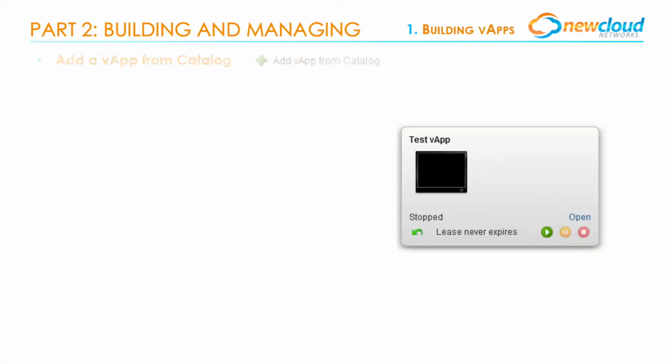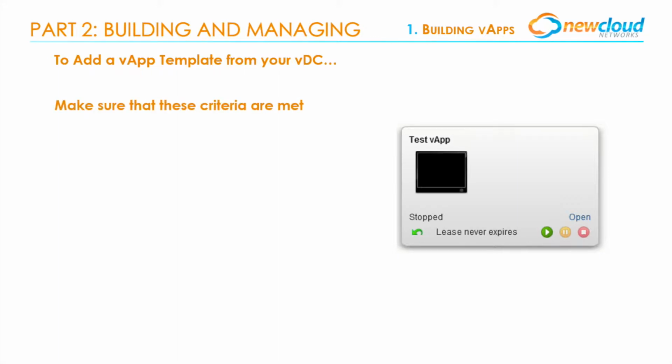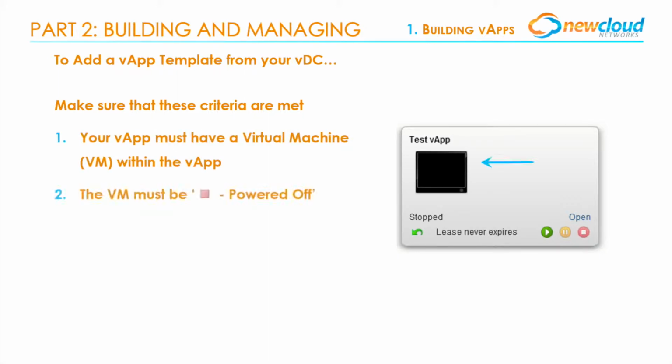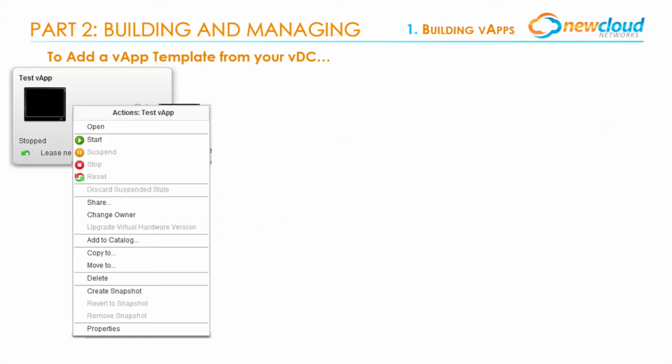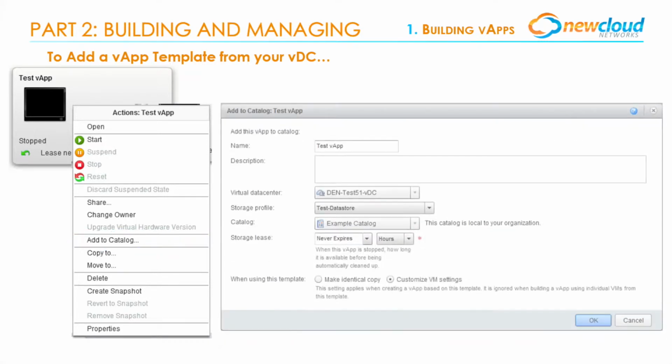If you would like to make a vApp template from a vApp that you built in your virtual data center environment, you can do so by making sure the following criteria is met. Your vApp must have a virtual machine within the vApp, the VM must be powered off, and the vApp must be stopped. Right-click on the vApp and in the drop-down, select Add to Catalog. The wizard to the right will appear.